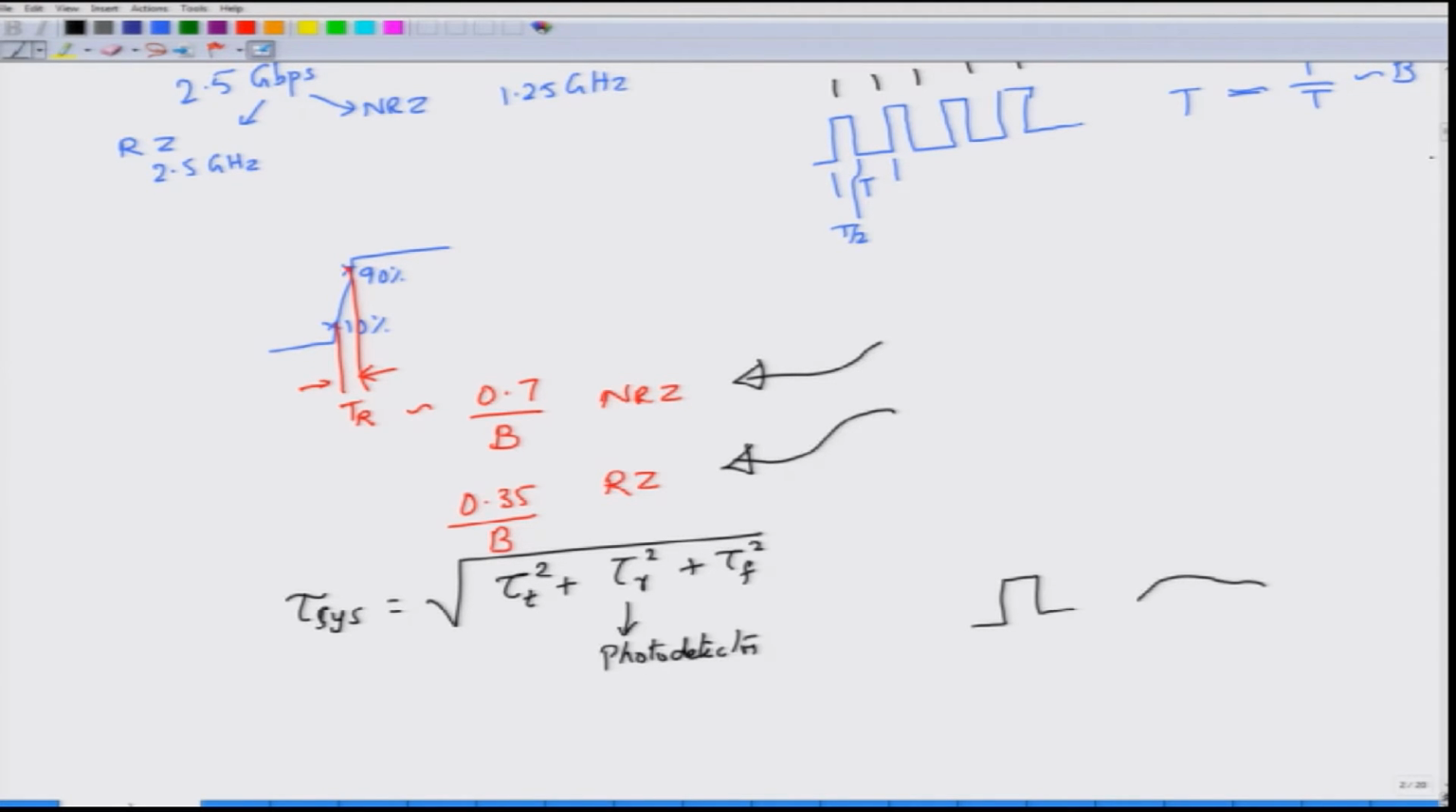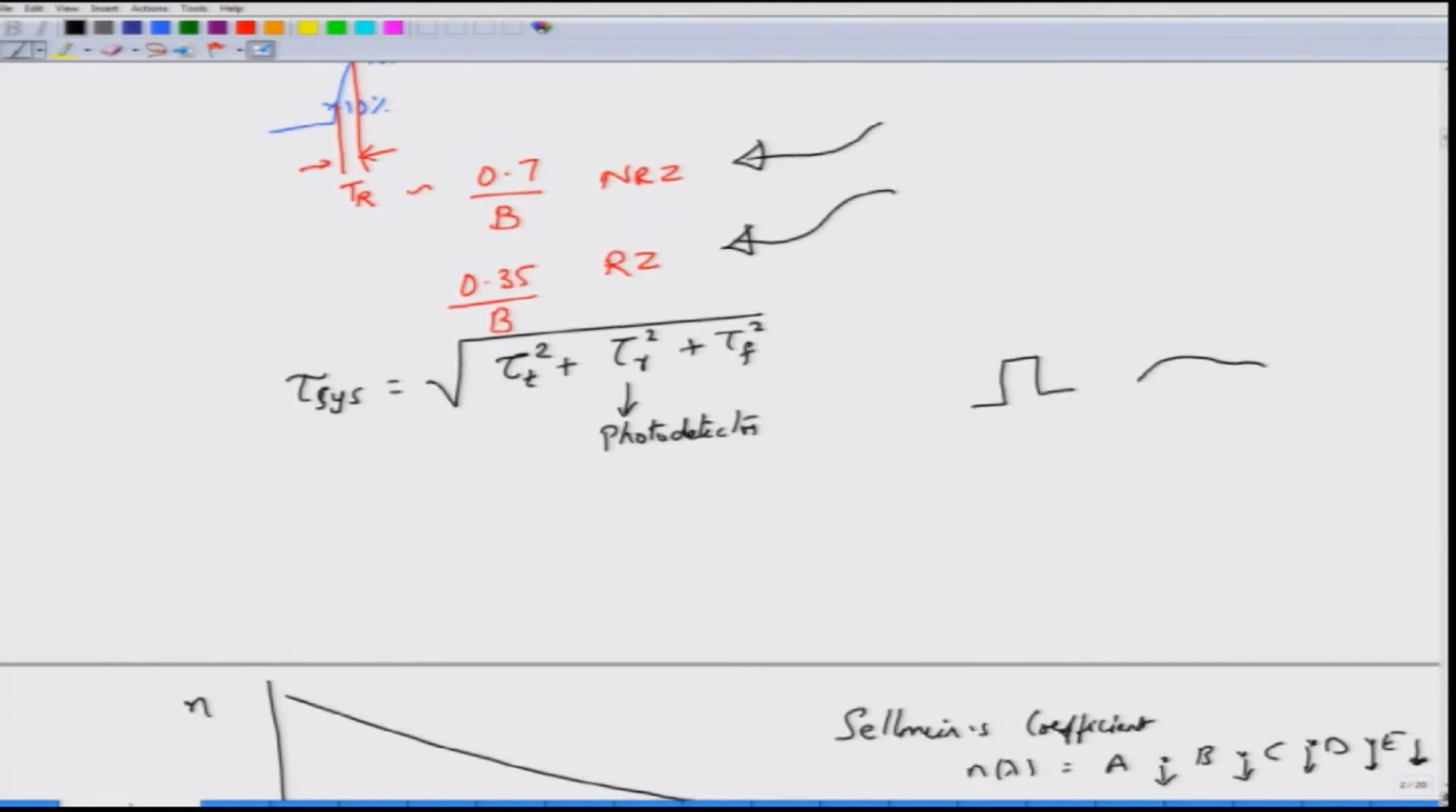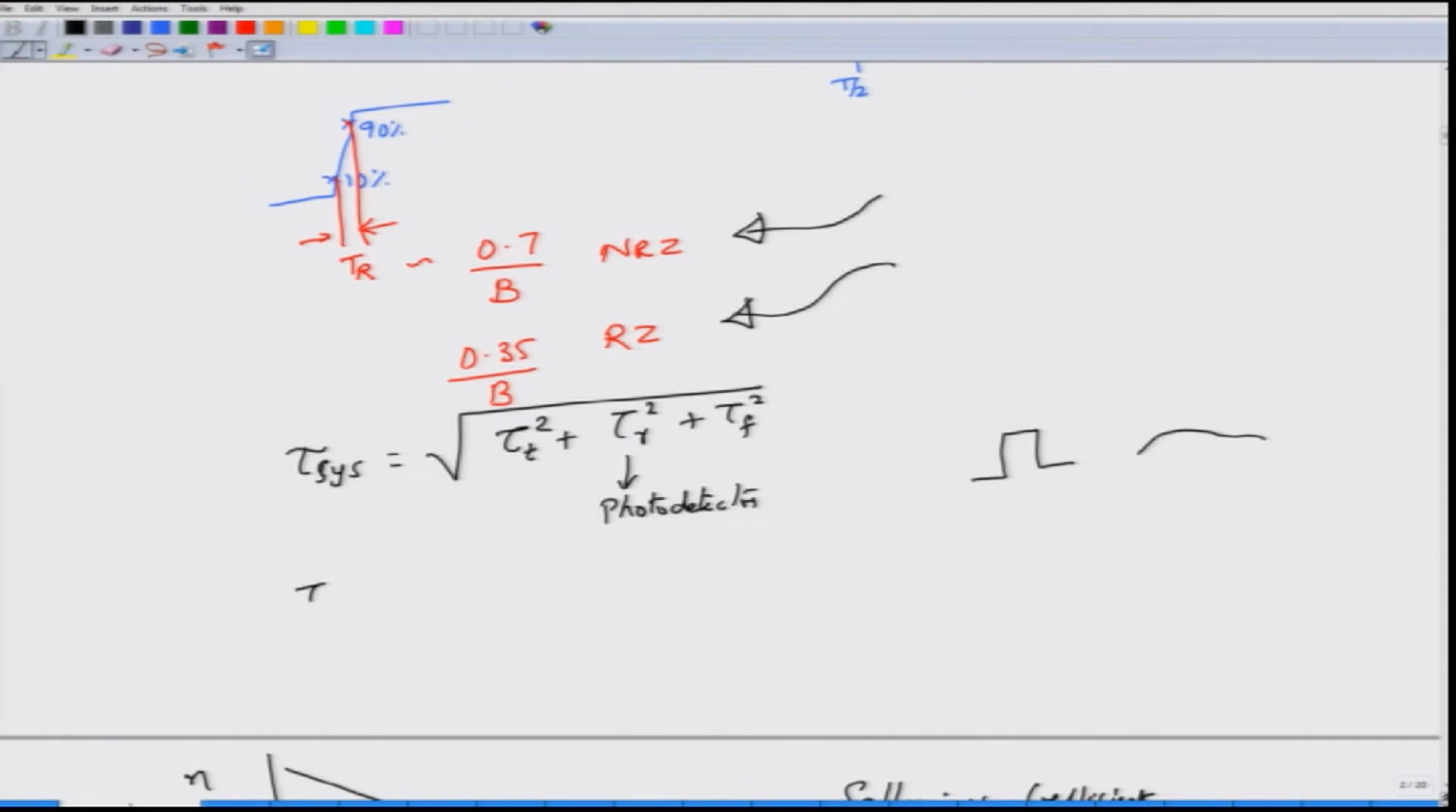Okay. So, fiber rise time is denoted by tau f square, and this fiber rise time is basically the pulse spreading, which depends on the dispersion coefficient D, delta lambda, into L. This is for the case of single mode fibers. For multi-mode fibers you have to consider the intermodal delay, which is the main limiting factor.